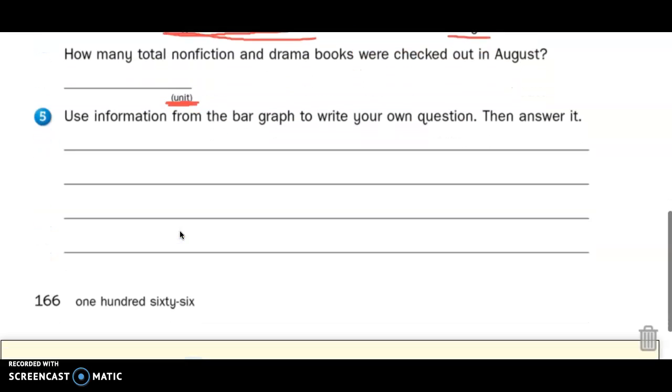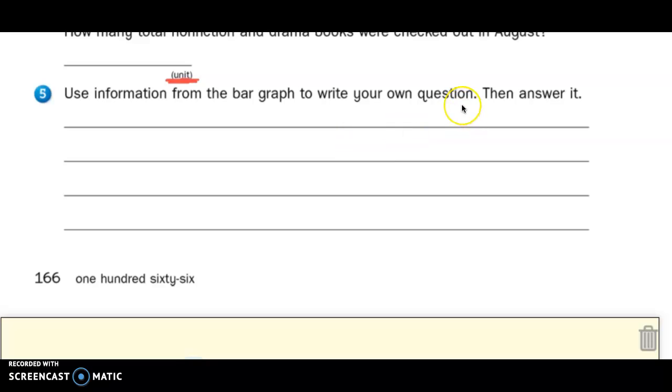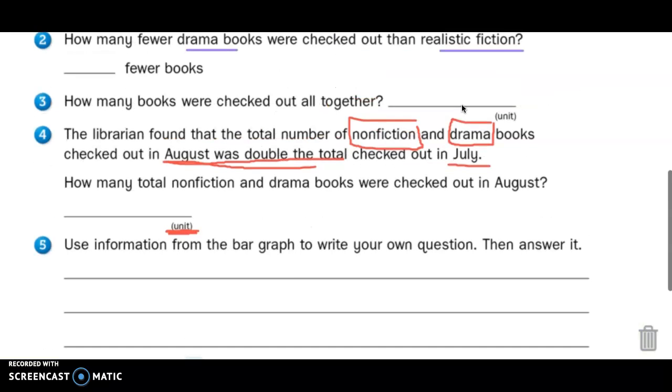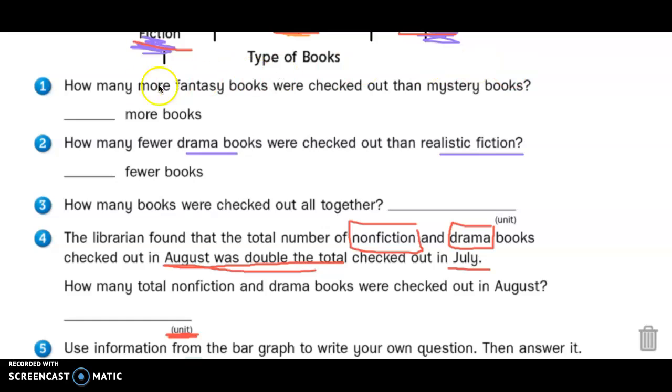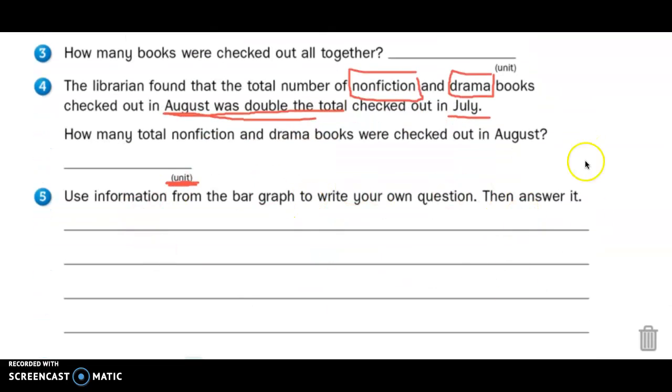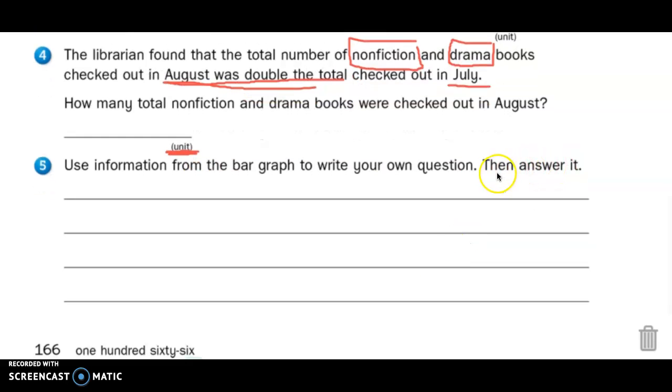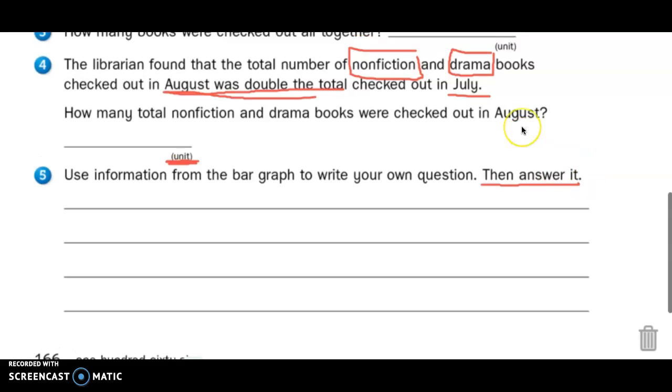And then number 5 says use the information from the bar graph to write your own question. Then answer it. Look at, they asked great questions on numbers 1 through 4. Use those to build your own answer. Then you must answer it. Use complete sentences. What do the complete sentences have? They have complete thoughts. They have a capital letter at the beginning of each sentence, and they have an ending punctuation mark. Because if you're asking a question, you're going to need a question mark. But if you're answering it, you're probably going to put a period.